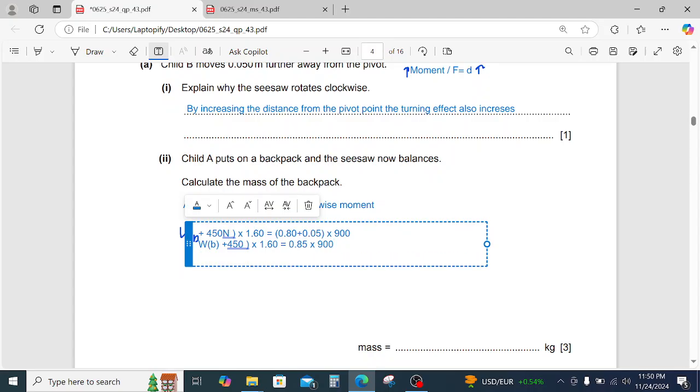Now W of B plus 450. So 1.6 will be divided here on the right side, and I will multiply 0.85 here, and we will get some answer, that is 765 divided by 1.6 here.